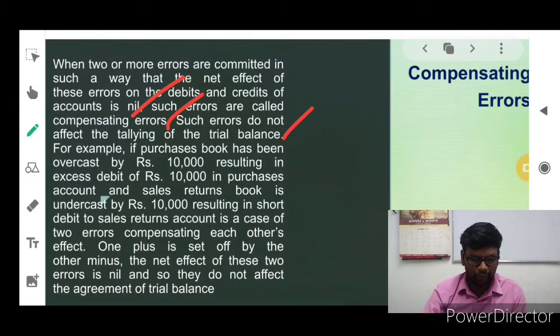For example, if the purchase book has been overcast by rupees 10,000, resulting in an excess debit of 10,000 rupees in the purchase account, and the sales return book is undercast by rupees 10,000, resulting in a short debit to the sales return account, it is a case of two errors compensating each other's effect. One plus is set off by the other minus. The net effect of these two errors is nil, and so they do not affect the agreement of the trial balance.